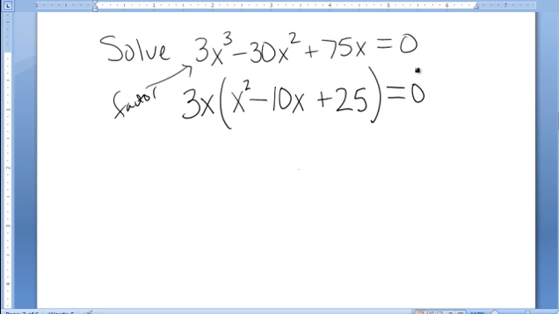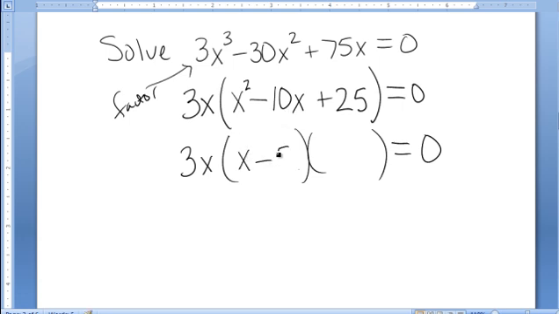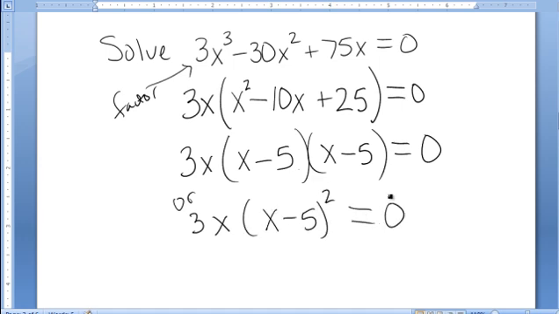And that equals 0. Now there is a 3x out front, and I need to factor x squared minus 10x plus 25. I need two numbers that multiply to positive 25 and at the same time add to negative 10. That would be negative 5 and negative 5. Alternatively, we could write this equation as 3x times x minus 5 quantity squared equals 0. Either way would be fine.